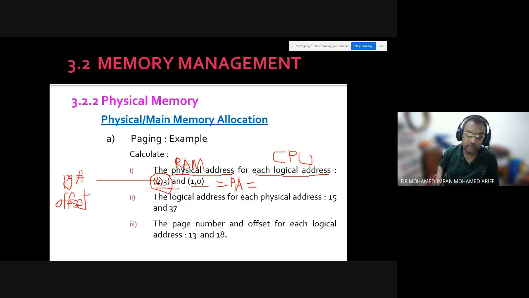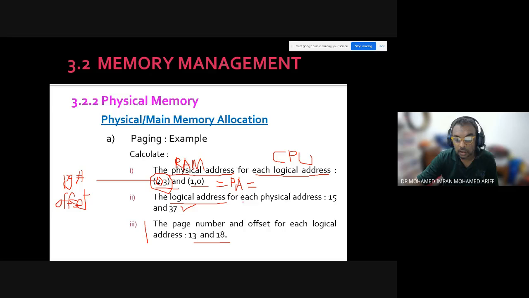Okay, let's look at the next one. Yang B ni, maybe it is a bit tricky sikit. Saya biarkan untuk awak berfikir nanti. Let's do the third one. Page number and offset for logical address. Okay, tak payah. Yang tiga itu nanti. You do the second one.